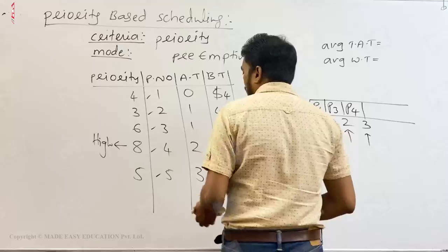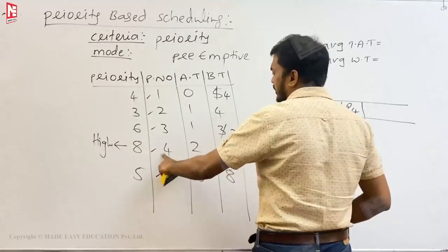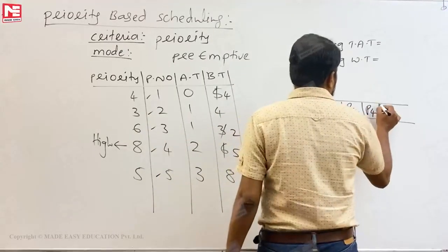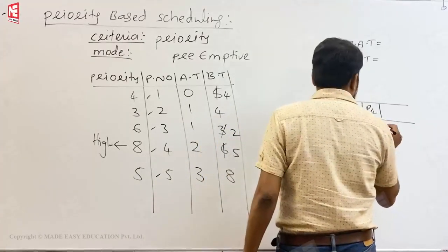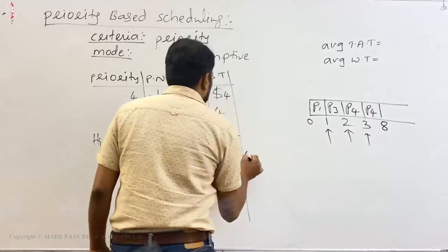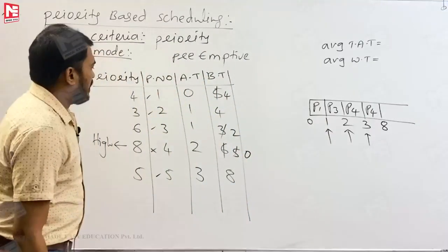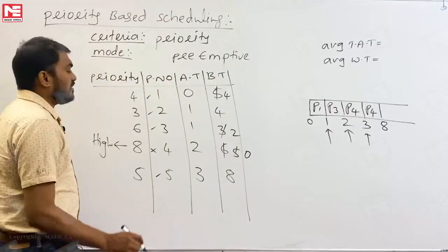So now tell me, all are arrived now. Now who has high priority here? P4. So just continue with P4 for the total execution. How much is that? 5. So 3 plus 5, how much is that? 8. So now look here. P4 completed.